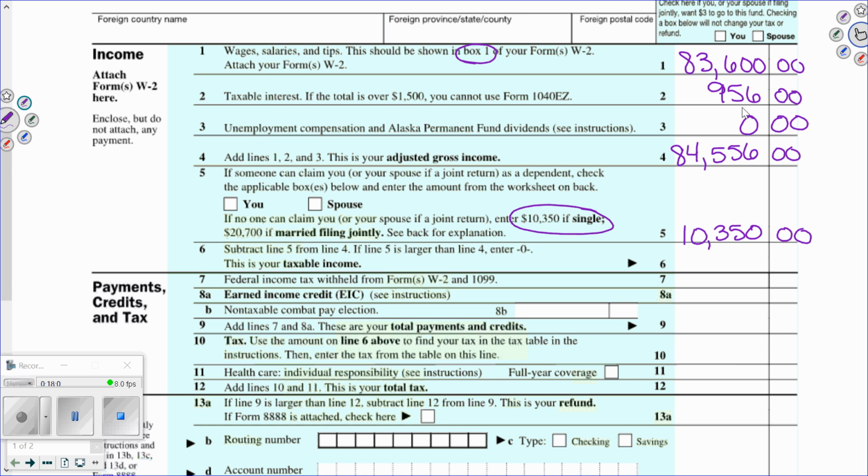If someone else would be claiming you, on the back side of this form there's a whole little worksheet you can fill out to figure out what amount would go in here. All right, questions there? She's single, so that's what we're marking. All right, line 6, subtract line 5 from line 4. If line 5 is larger than line 4, enter 0. Okay, can I subtract line 5 from line 4? Yeah, I can subtract that. Okay, so you'll go ahead and subtract those. So 74,206.